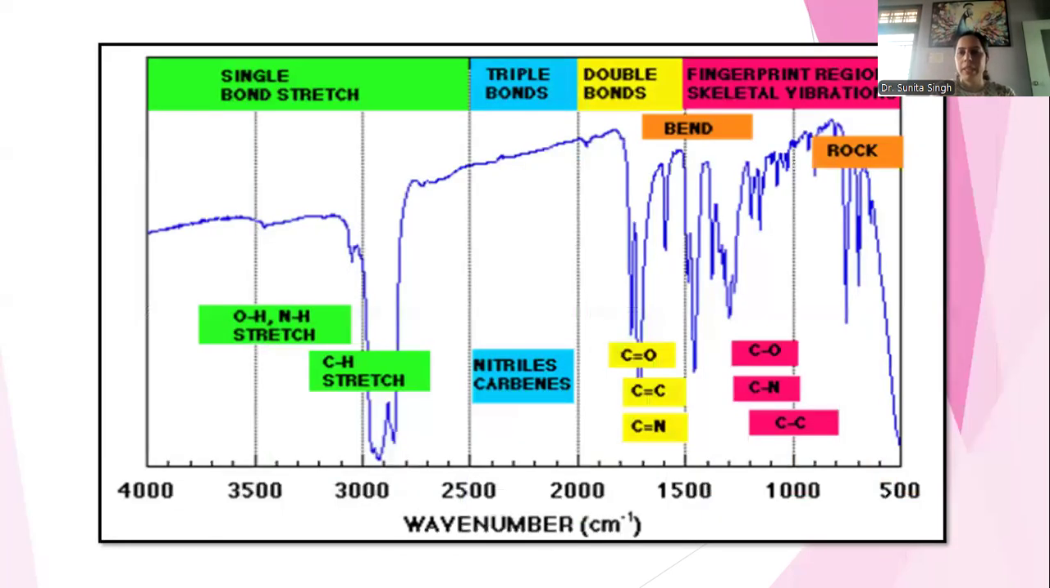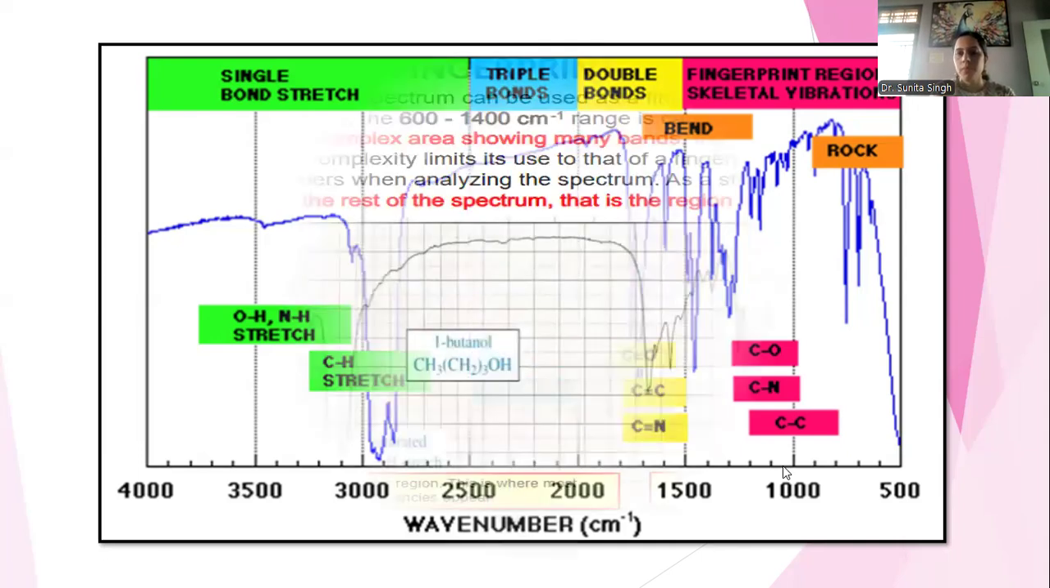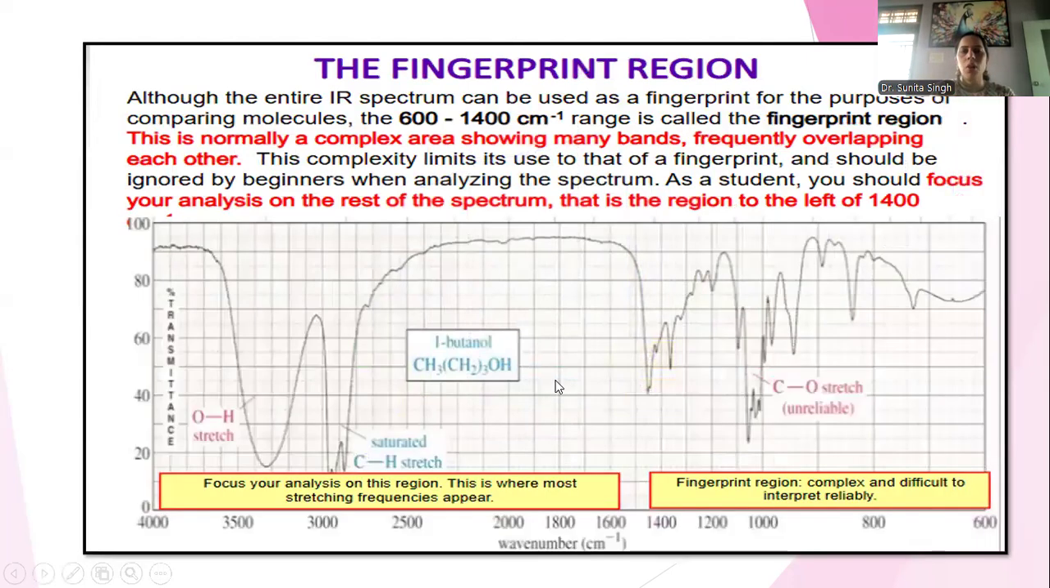This is the spectrum, how it looks like. We have sharp peaks as well as broadened peaks. You can see the single bond stretches in green, triple bonds in blue, double bonds in yellow, and the fingerprint region, skeletal vibrations, in pink. Although the entire IR spectrum can be used as a fingerprint for the purposes of comparing molecules, the fingerprint region is from 600 to 1400 centimeter inverse.